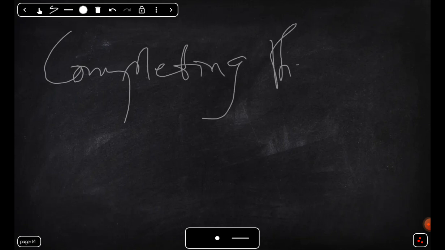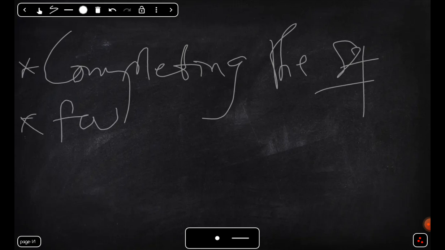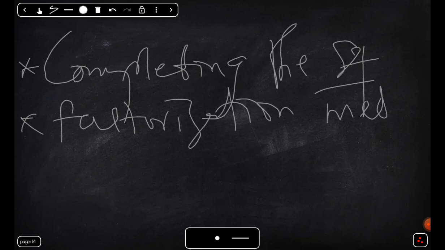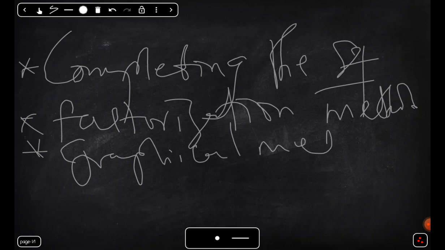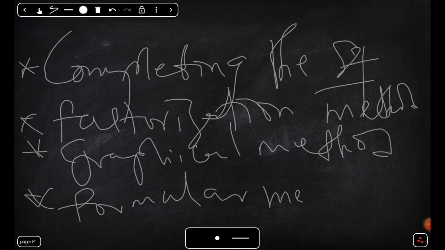The first method we can use in solving quadratic equations is the completing the square method. Then we can use the factorization method to solve them. We can also use the graphical method to solve quadratic equations, and lastly we can use the formula method to solve quadratic equations.